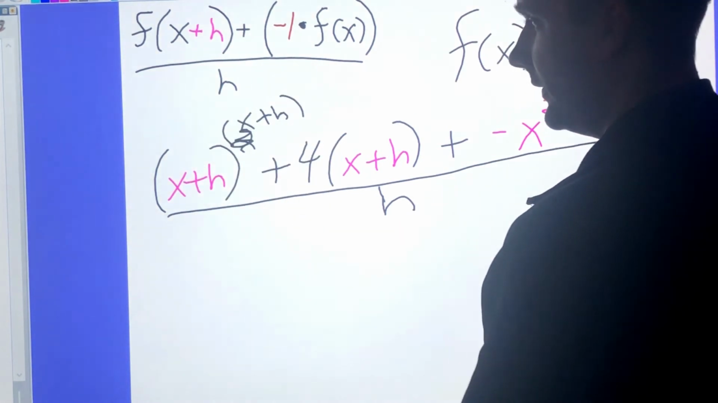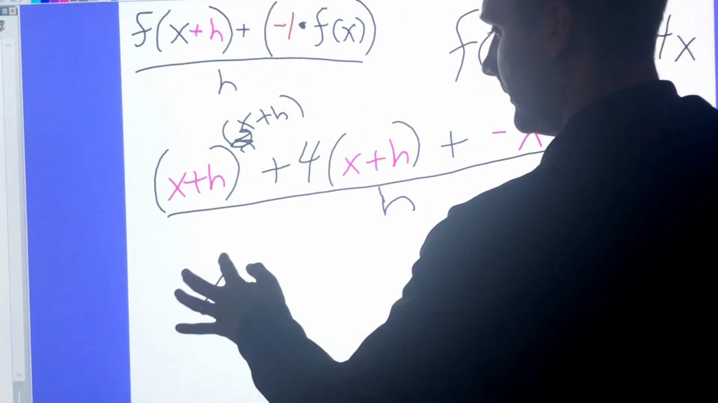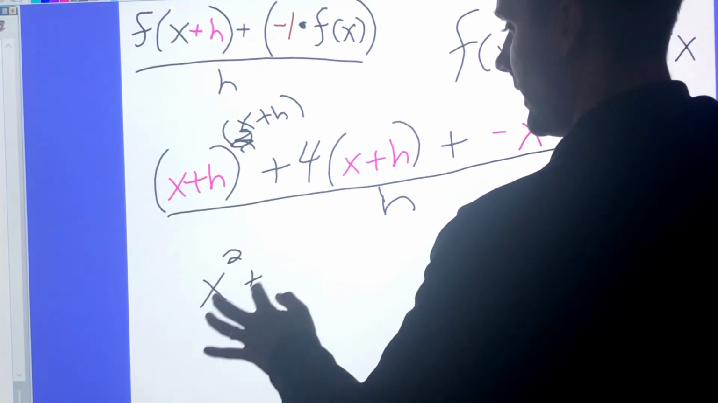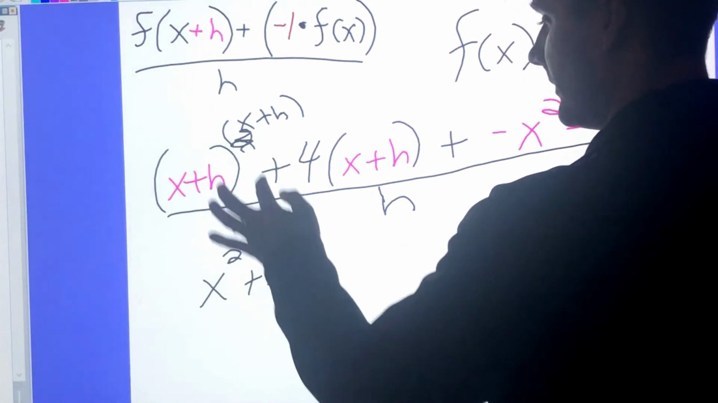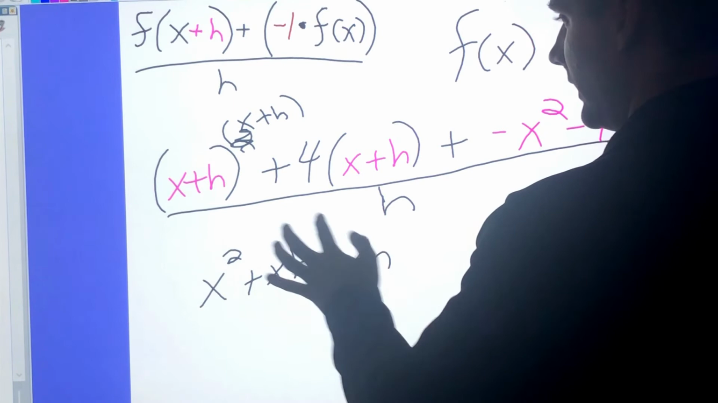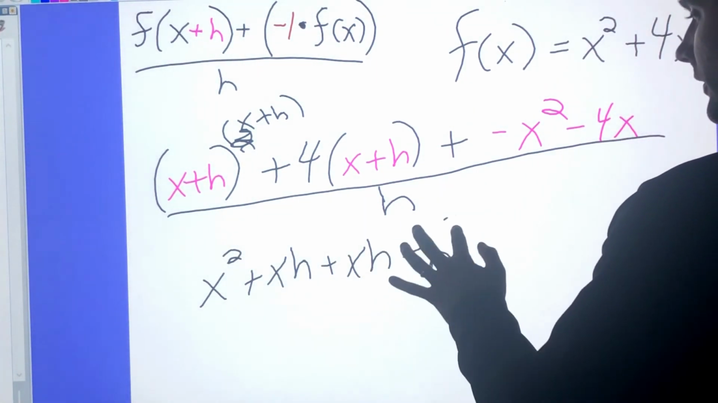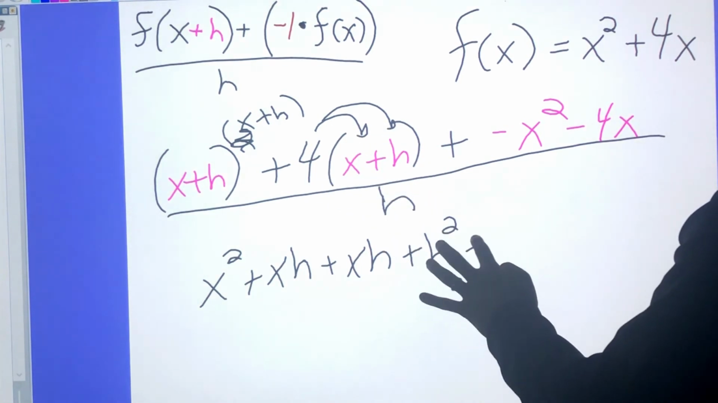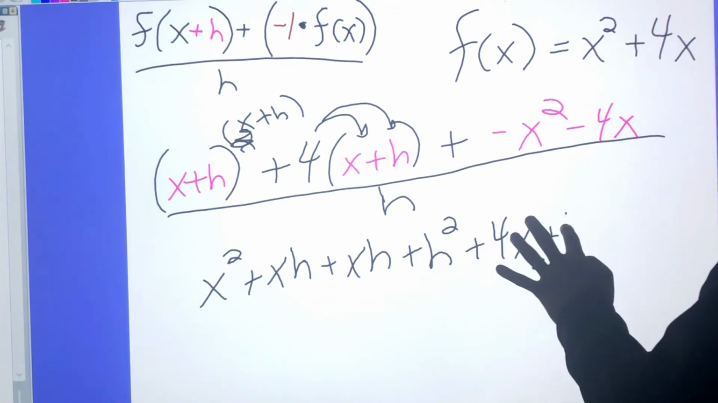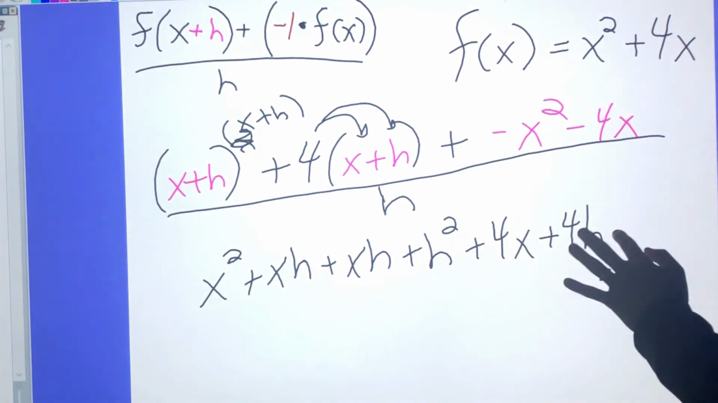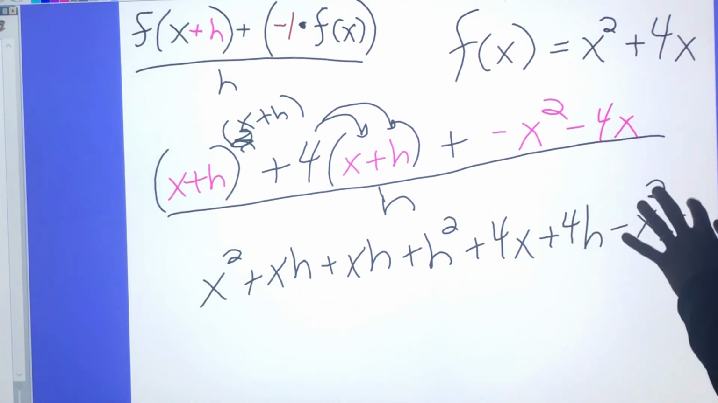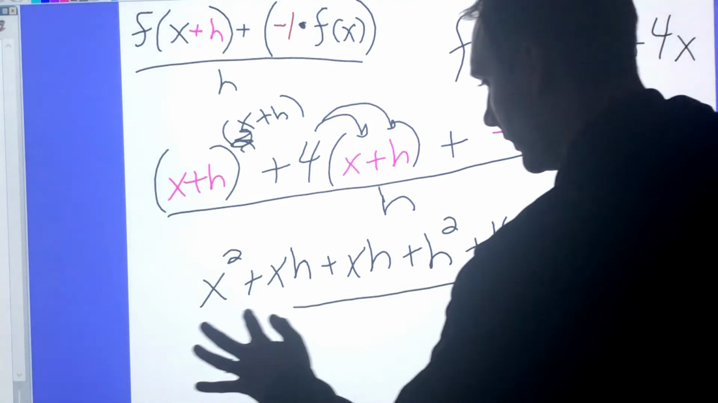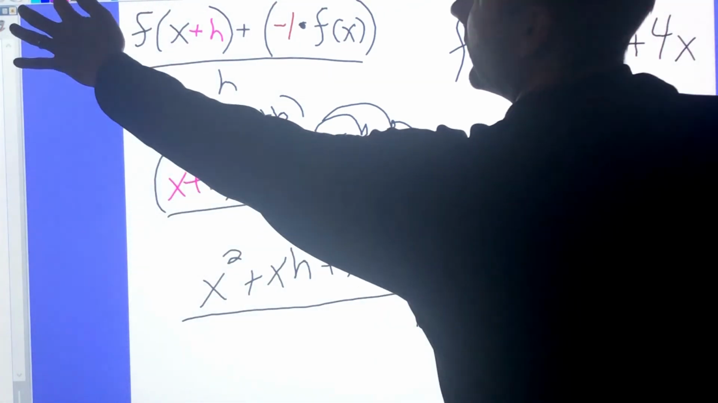So this is written twice. X times x is x squared. X times h is xh. H times x is another xh. And h times h is an h squared. Take my 4 and distribute my 4 across here. That's going to give me a 4x plus 4h. I'm subtracting that from an x squared and a minus 4x all over h.